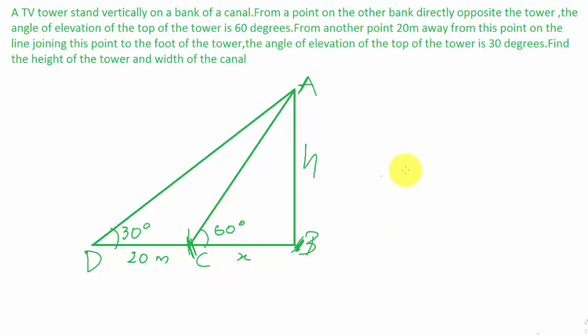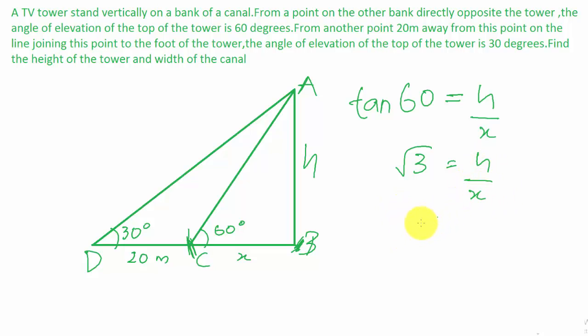Now, what is tan 60? It is equal to the opposite side divided by the adjacent side. That is h by x. That is root 3 is equal to h by x. That is h is equal to root 3x.